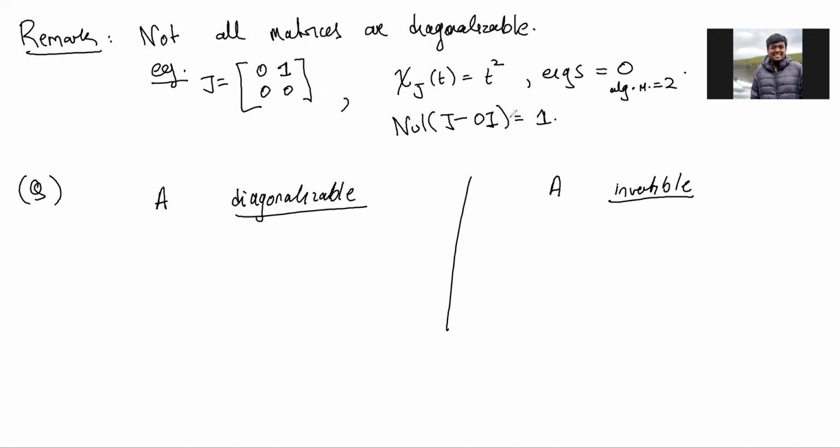Is it that an invertible matrix is going to be diagonalizable? Okay, so the question is, does invertibility imply diagonalizability? It's a good thought, but actually it doesn't. I'll leave it as an exercise for you to come up with an example. And hint, it's related to this J matrix. So invertibility does not imply diagonalizability.